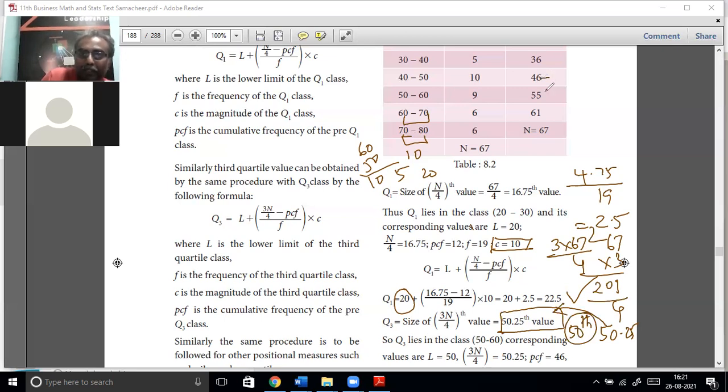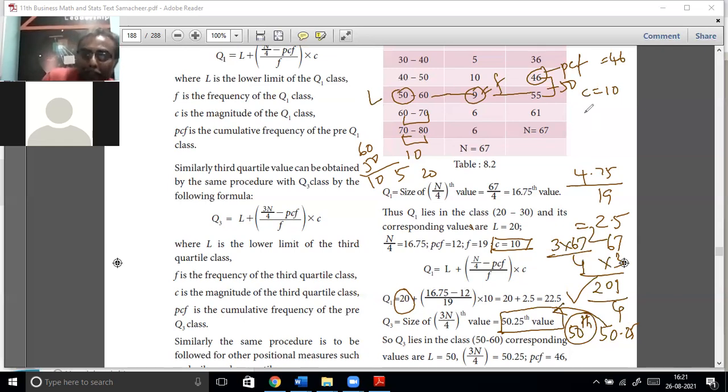It is coming in this range. 50 is somewhere here. That means you have to take this one. L will be 50. PCF will be 46. F will be 9. C will always remain 10.